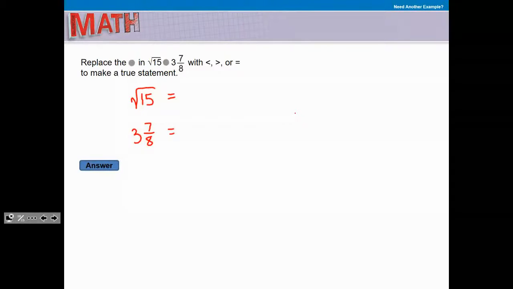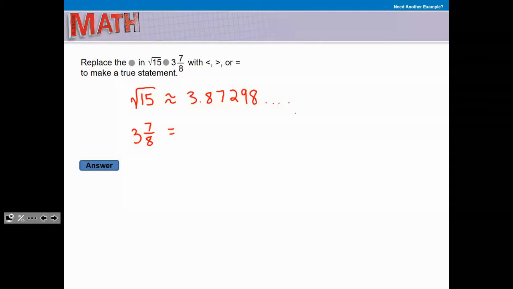All right, so let's go. Square root of 15 is approximately, I should put approximately, this doesn't terminate and doesn't repeat, so 3.872988. All right, I probably don't need that many, but it keeps going.